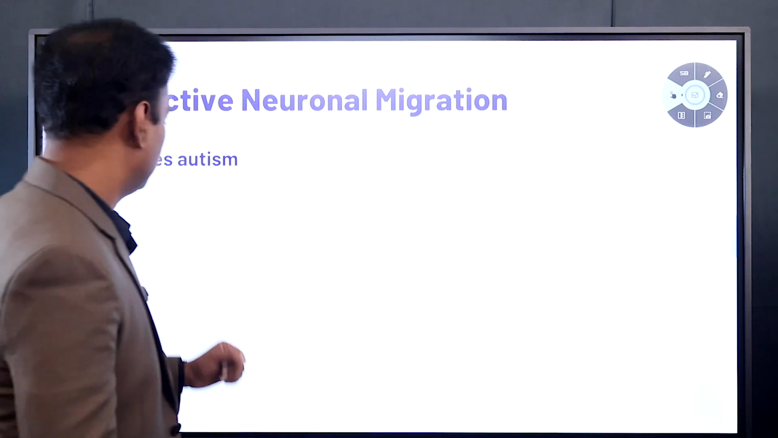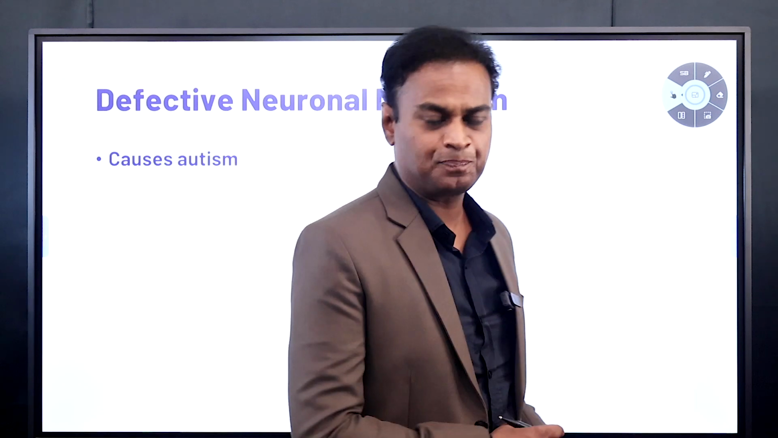One of the problems is that some subset of autism kids will experience this defect in migration of the neurons. Now we will look deeply into the videos and the animations to see what exactly happens in the brain of an autism kid. Defective neuronal migration causes autism.